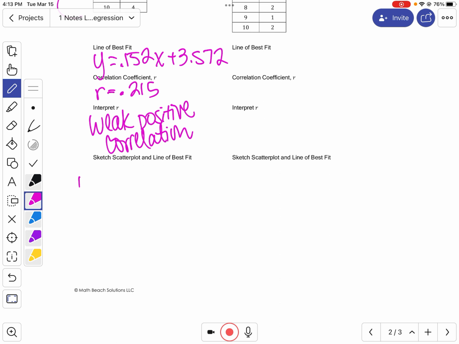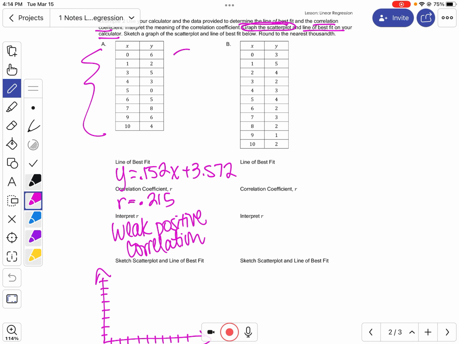When we go to our plot here, we only want these values because we're not using any negatives. So go ahead and plot. We know our x's are going from 0 to 10. So 1, 2, 3, 4, 5, 6, 7, 8, 9, 10. And then the smallest y is 0. It goes to 8. So 1, 2, 3, 4, 5, 6, 7, 8. Go ahead and start plotting those points from our table up here.